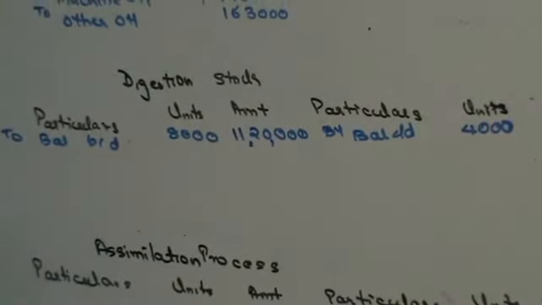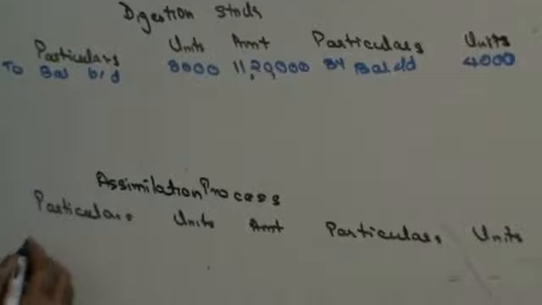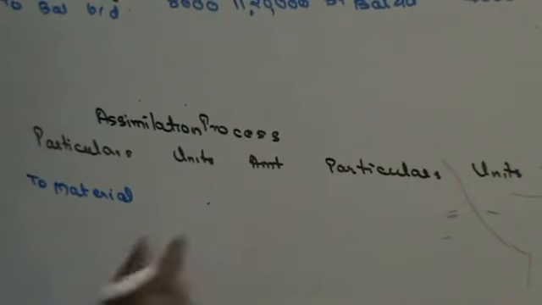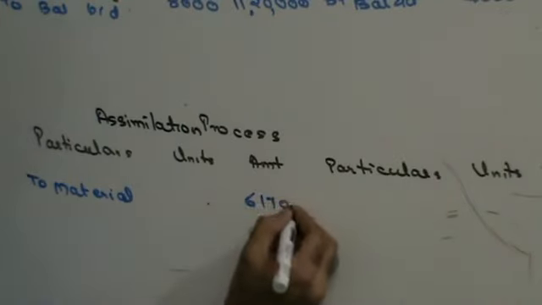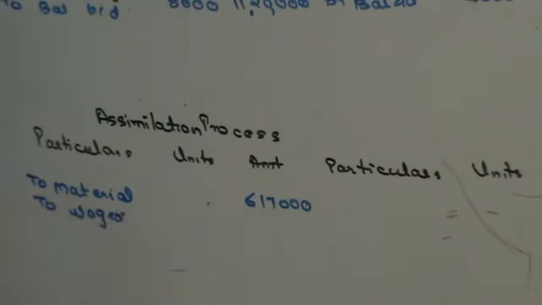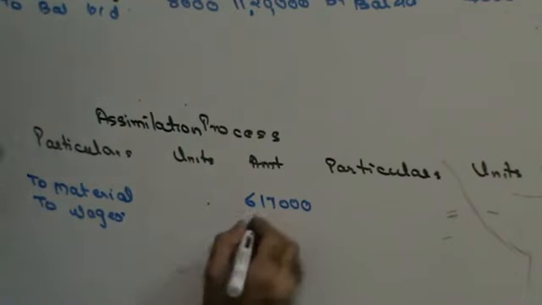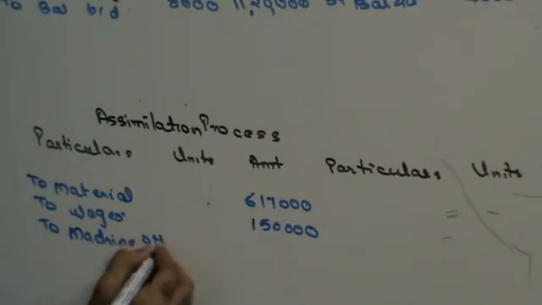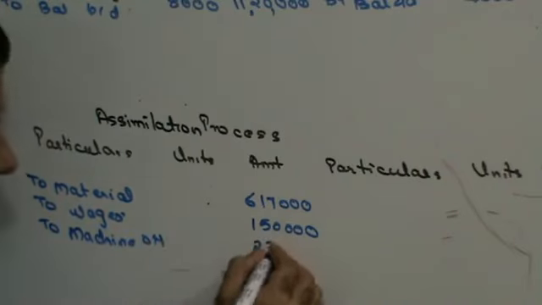That finishes all my information for digestion process. Let's move to assimilation process, guys. Assimilation process to material. Material is given to you as 6,17,000. Then to wages. You have 1,000 workers working at the rate of 150 rupees per day. So that is 150 and another 3 zeros. Right? That's 1,50,000. Then machine overheads. To machine overheads is 2,34,000.